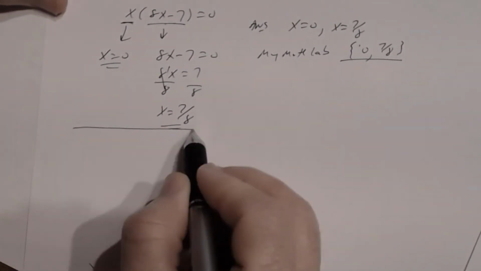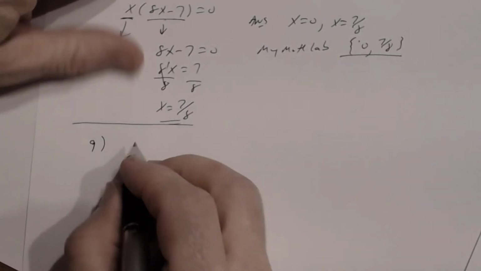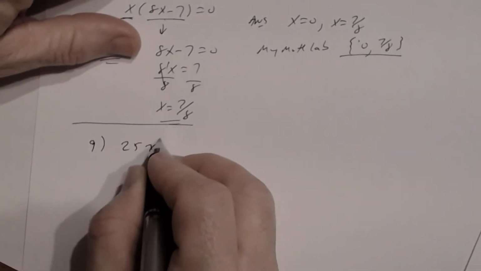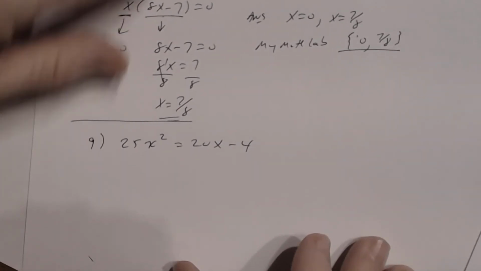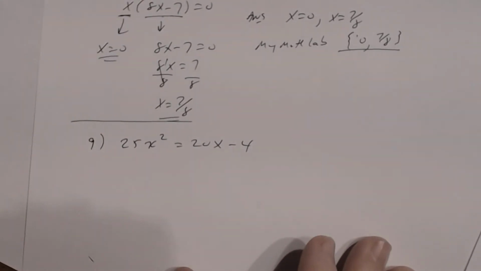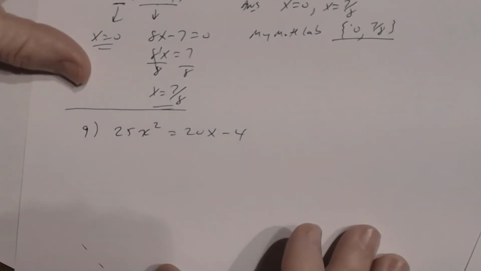All right, so that was number 8. Number 9. Let's suppose we had this in number 9. We have 25x squared equal 20x minus 4. Okay, so first of all, we've got to put this in standard form.